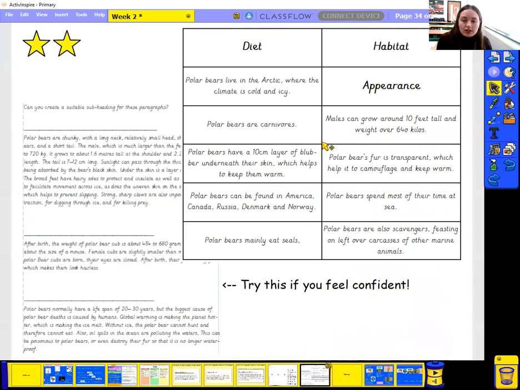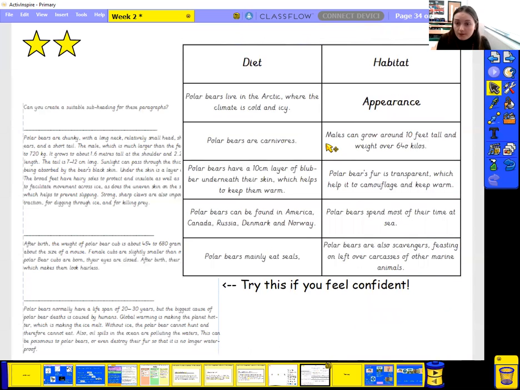Today's 2-star challenge is very similar, okay? You've got 3 subheadings: diet, habitat and appearance. Diet is their food, habitat is their home, and appearance is how they look. And you've got these sentences. You're going to read the sentences about polar bears and decide which subheading they need to go under. You can cut them all out, put the subheadings at the top, and then put these underneath the right ones.